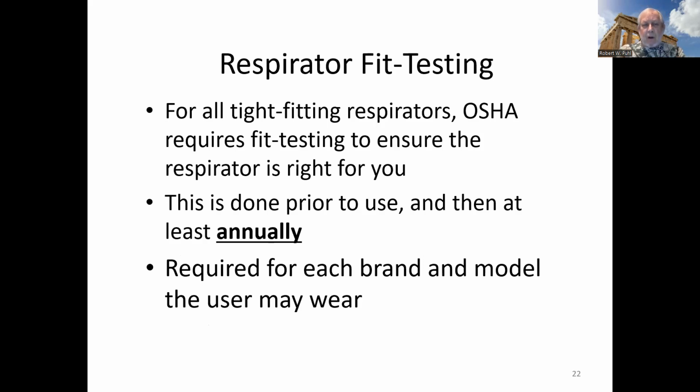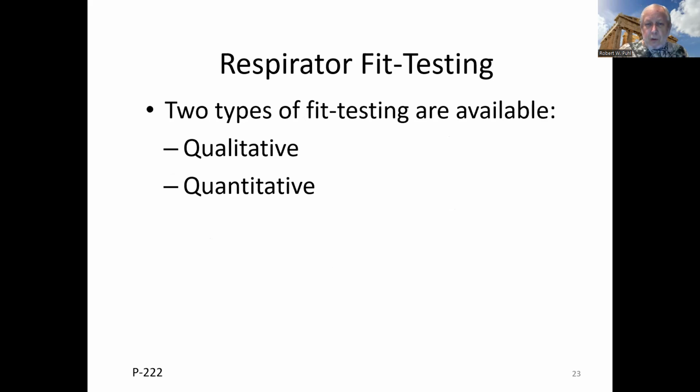Respirator fit testing. For all tight-fitting respirators, OSHA requires fit testing to ensure that the respirator is right for you. This is done prior to use and then at least annually. Required for each brand and model the user may wear. That's why companies try to stick with the same brands, same models, so they don't have to have a whole bunch of different testing on it. There are two types of fit testing available, qualitative and quantitative.